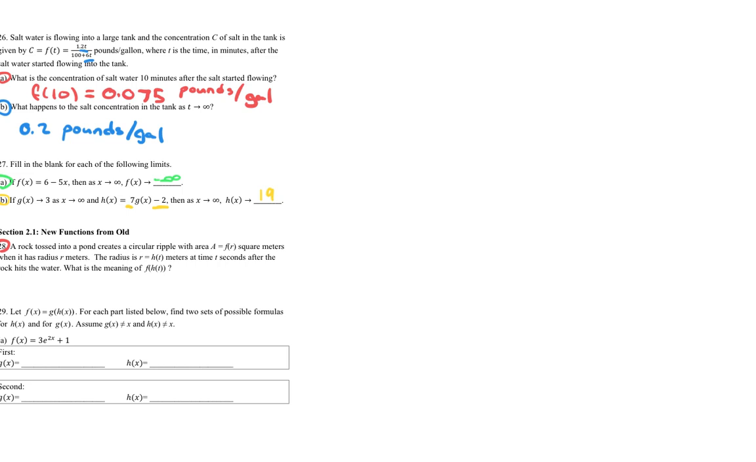So if we look here, really our input is that t in seconds, and our final output is f, which is the area of the ripple. So whenever we combine these two functions together, the meaning is basically a function of the area for a given time t.